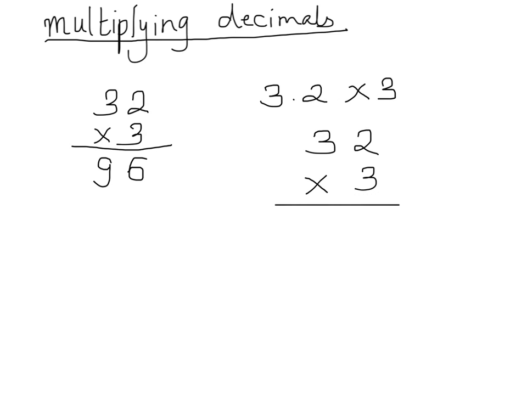So what I'm going to do now is the same thing. 3 times 2 is 6. Oops, the pen's not working. Okay, 6. And 3 times 3 is 9. So we've got 96 here as a number.